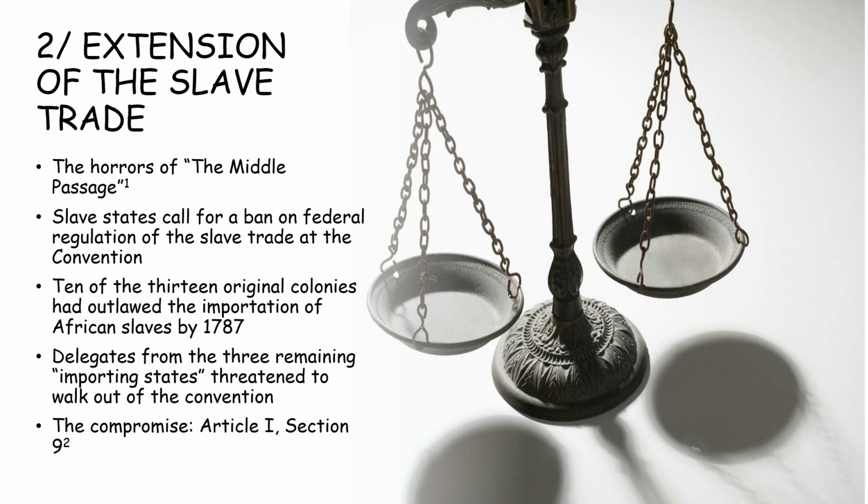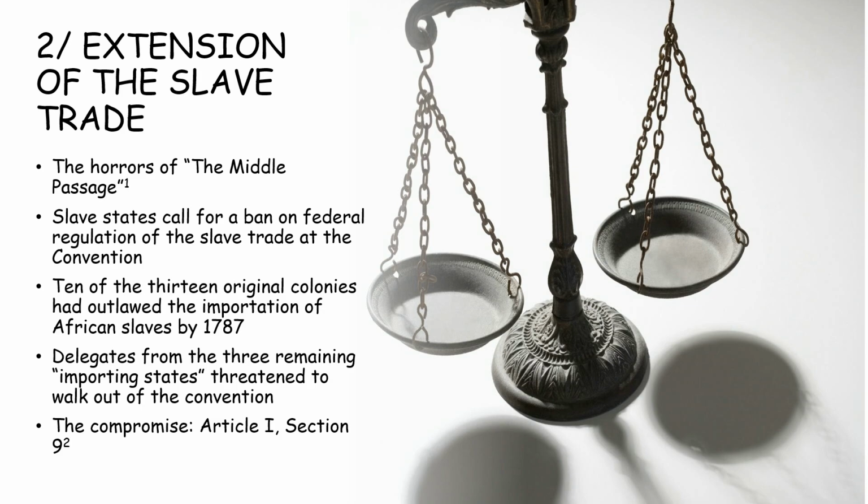The slave states basically resisted calls for a ban on federal regulation of the slave trade at the convention. 10 of the 13 colonies, again, had outlawed the importation of slaves by 1787. So the delegates from the three remaining importing states, again, threatened to walk out of the convention. And again, the compromise can be found in Article 1, Section 9.